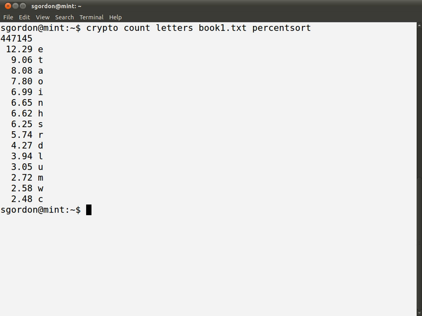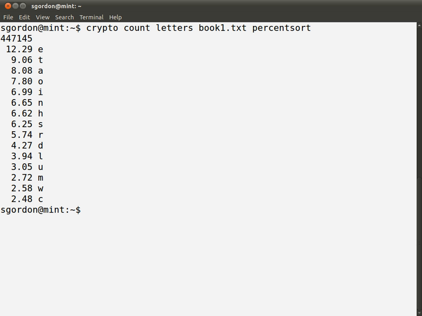Of the 447,000 letters, 12.29% were the letter E. Then 9% the letter T. This is just the top 15. There are another 11 not shown, so the least common ones are not shown here. It ranks in order of the most frequent letters in that large text of English, and that is close to what you get in many texts of English. E is usually the most common. Maybe it's not exactly 12.29%, but it's usually much more common than the next letter.